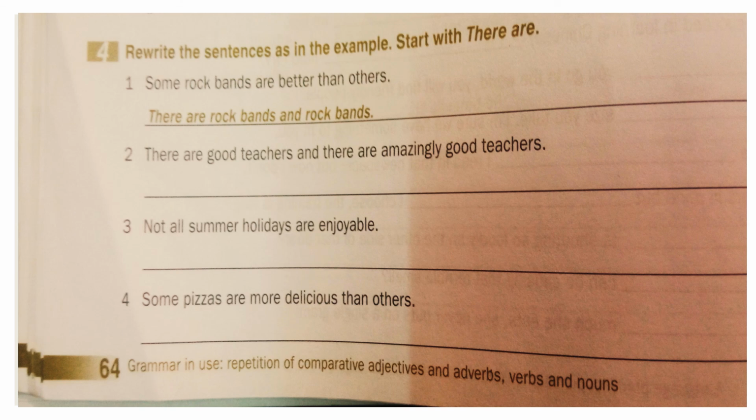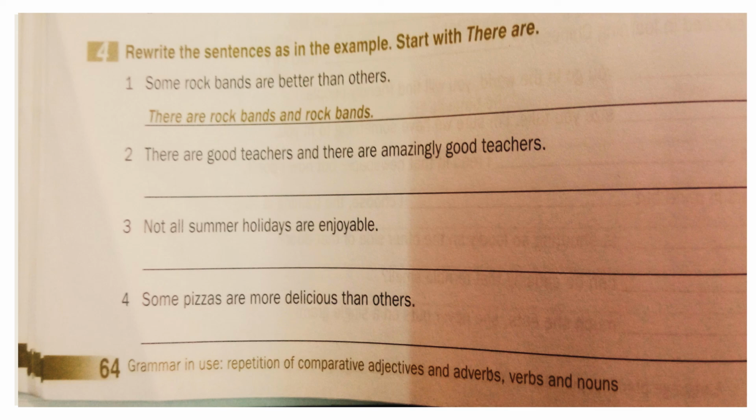The last activity in our lesson today: rewrite the sentences as in the example. Start with there are. This is the opposite of the student book. In the student book they gave us the sentence with repetition in nouns and asked for the meaning. Here they give you the meaning and you do the repetition in nouns. Some rock bands are better than others. Which noun do we repeat? Rock bands, so: there are rock bands and rock bands.